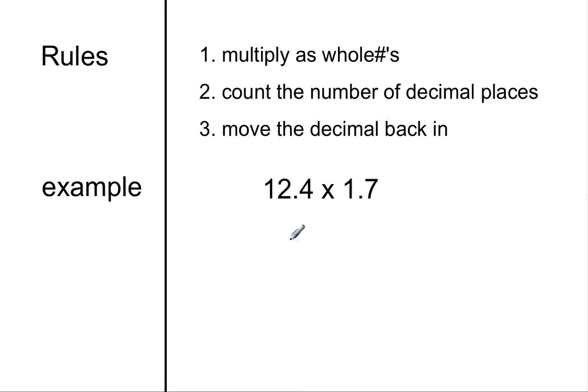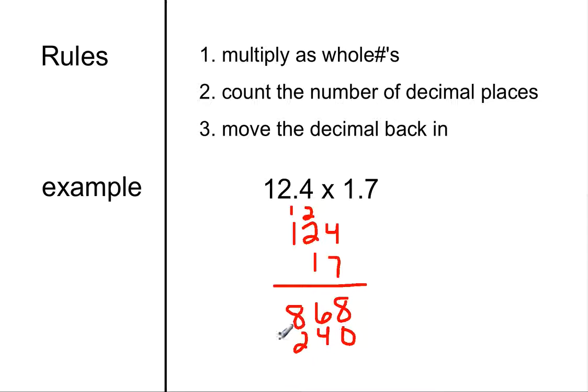Number 1 says multiply as whole numbers. So I write 124, act like the decimal point isn't there, and 17. Now we have to remember how to double digit multiply. 7 times 4 is 28, so I write down the 8, carry the 2. 7 times 2 is 14, plus 2 is 16, carry the 1. 7 times 1 is 7, plus 1 is 8. Now I have to put a 0 down to hold the place value. 1 times 4 is 4, 1 times 2 is 2, and 1 times 1 is 1.